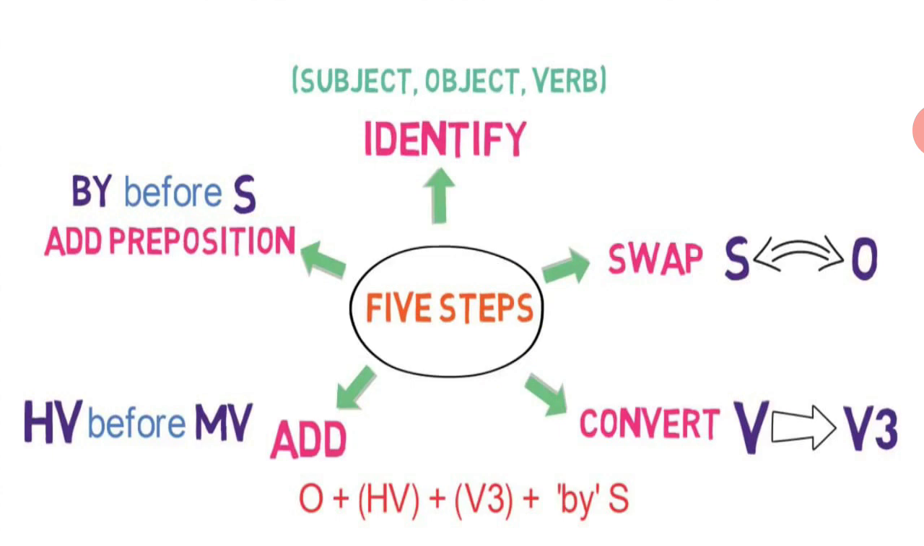So at the end, the sentence structure of passive voice will be object plus helping verb plus third form of the verb plus by plus subject. So these are the very simple 5 steps which you have to follow while changing active voice into passive voice.